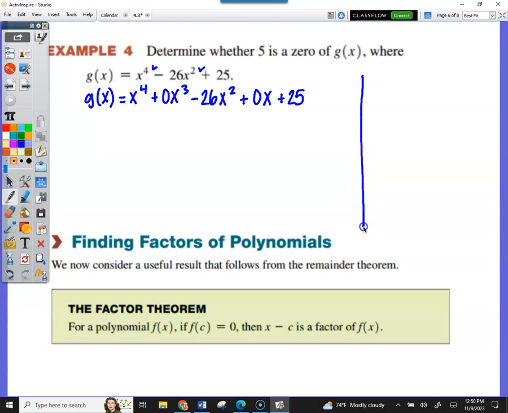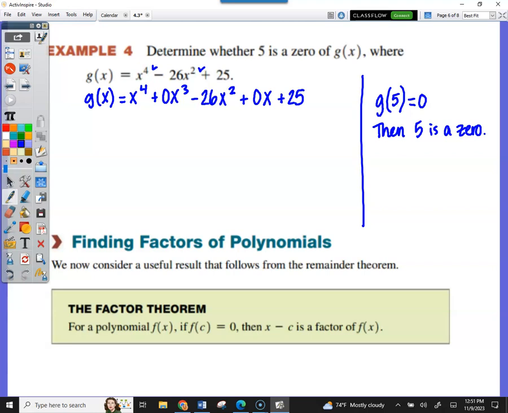Well, the fastest way to do that is to simply plug 5 in. If you plug 5 in and you get 0, then 5 was a 0, which means it's an x-intercept. If I plug 5 in, do I get 0? You do get 0. Double check it. There are some gaps in there, but you don't need the gaps to plug it in. Now I want you to practice the synthetic division though.